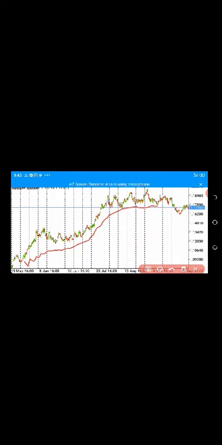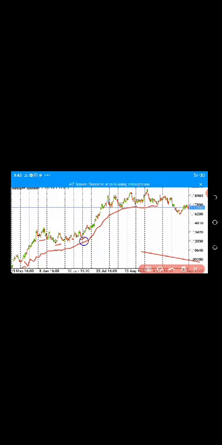So remember I said we are looking for the pullbacks. And where are the pullbacks on this trend? Somewhere here, somewhere here, somewhere here, somewhere here, where the market looks as if it wants to sell. That means when it comes down a little bit, you buy.